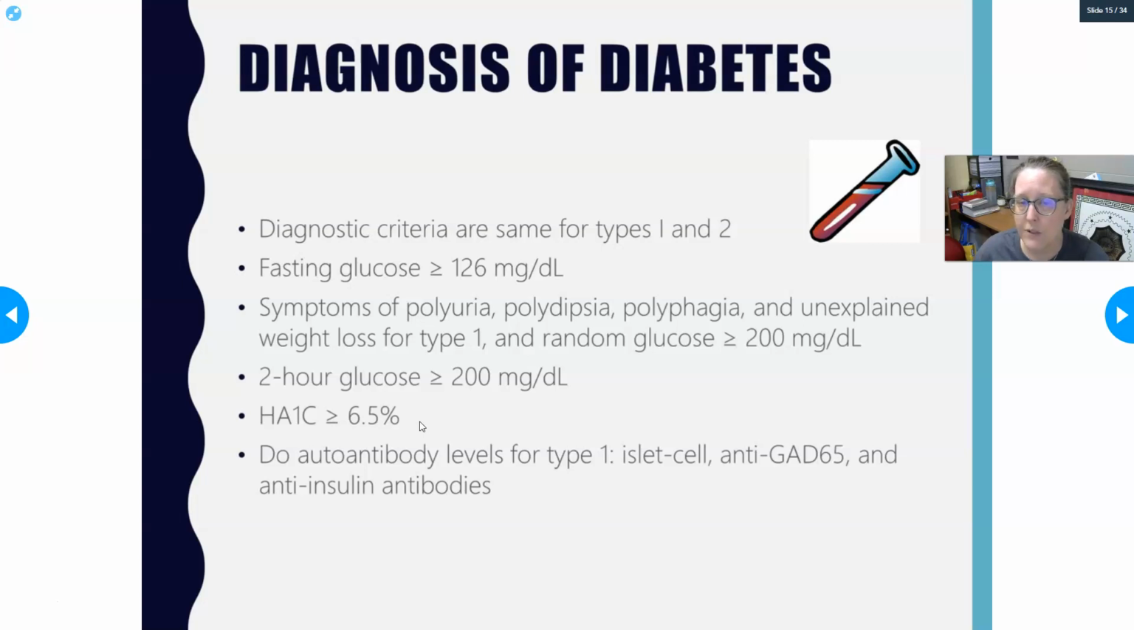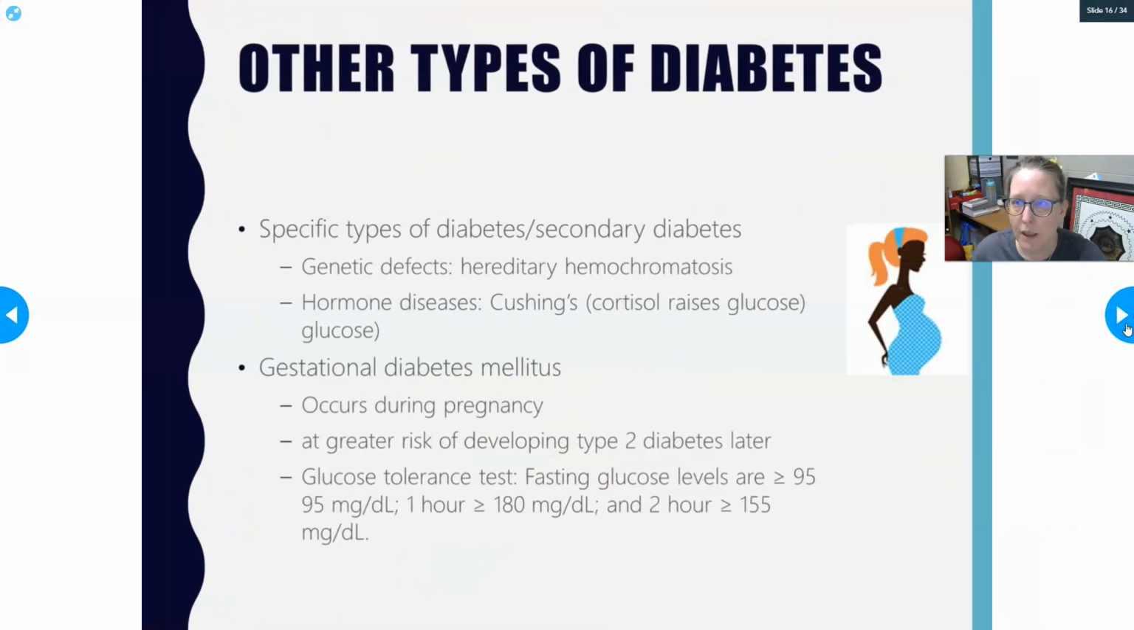And obviously you can also test insulin levels to see if they're elevated or just non-existent. And so that can help distinguish between type 1 and type 2 diabetes. There are other types of diabetes worth mentioning. Some of them are secondary.